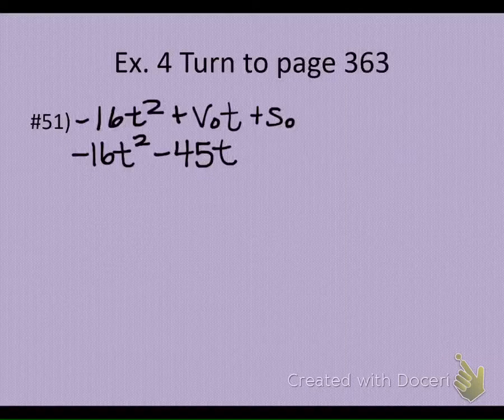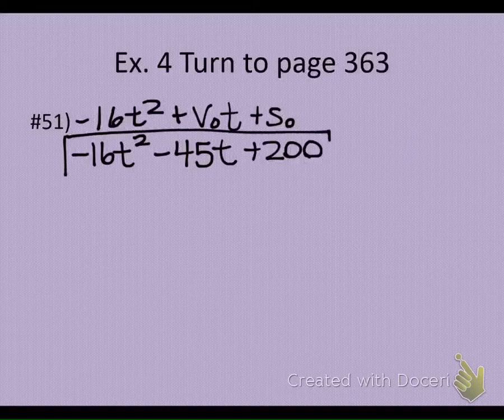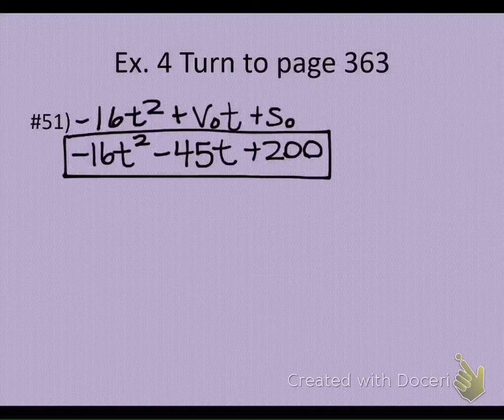And then the picture again tells us what is the s sub o, or the initial height of the object. Positive 200. So in place of s sub o, we're plugging a 200. So this is the first part of the problem. We can box this in. This is part of our answer. This is the formula for the height of our object.